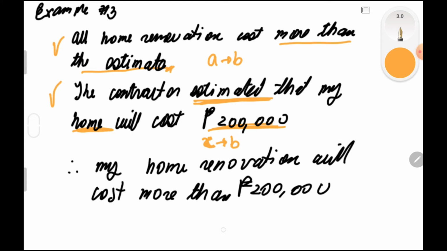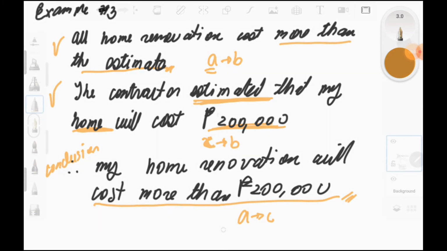So, in our conclusion, we conclude here that the home renovation, which is our A, would of course be described by C. So, A can be described by C: it will cost more than 200,000 pesos. Okay? So, therefore, since no rule was violated or overextended in this example number 3, we may say that this is a valid conclusion. Okay?